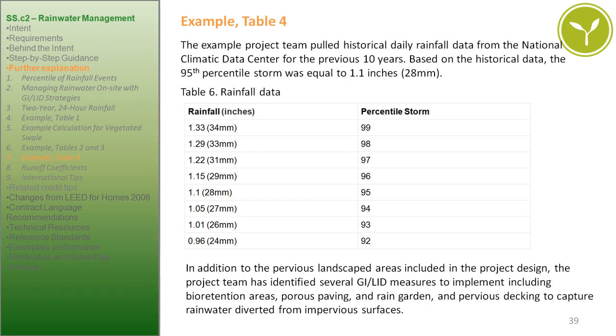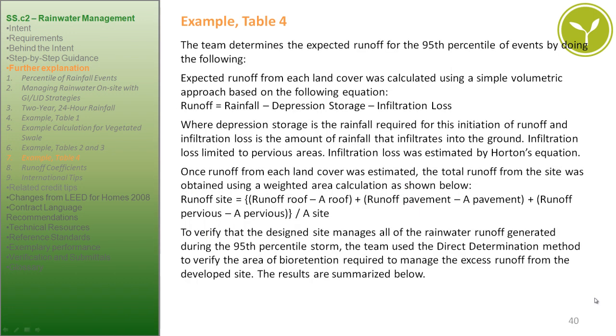In addition to the previous landscaped areas included in the project design, the project team has identified several GI and LID measures to implement, including bioretention areas, porous paving and rain garden, and pervious decking to capture rainwater diverted from impervious surfaces. The team determines the expected runoff for the 95th percentile of events by doing the following.